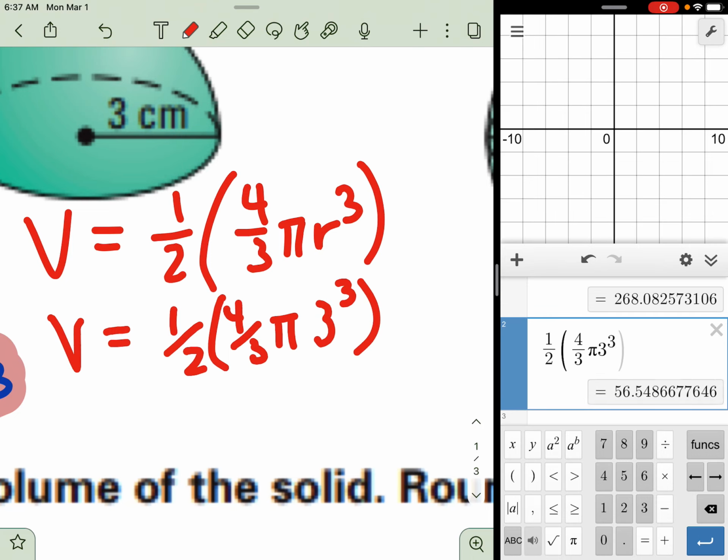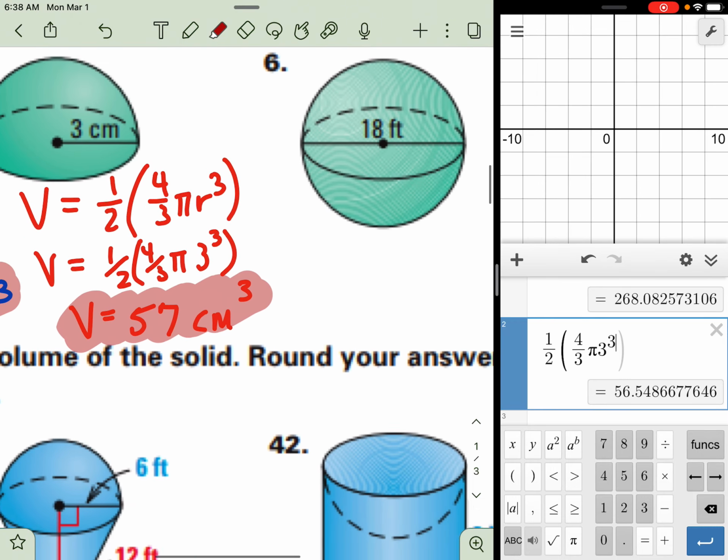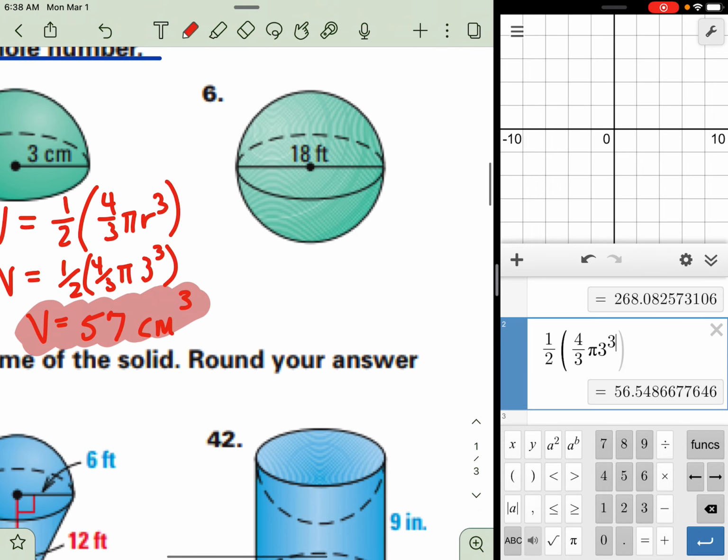Okay, and that answer would be about 57, because remember we're rounding to the nearest whole number. As you can see there, 56.5 rounds to 57. So the volume of this hemisphere is 57 centimeters cubed.